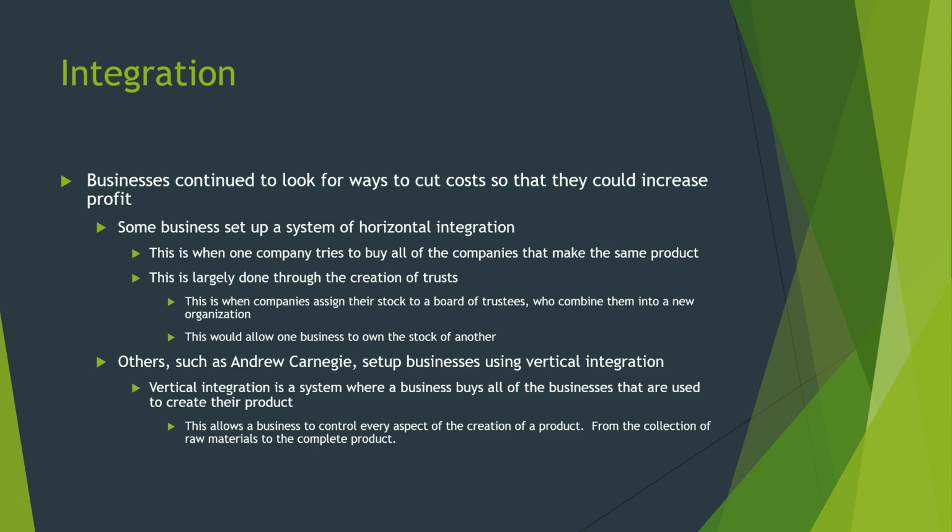where the factory was. He would have owned the factories that turned the stuff into final products. He would have owned the transportation companies that moved the final product to wherever it was going. So when you own every single aspect of the creation of a product, from the collection of raw materials to the very final product at the end, that's referred to as vertical integration.